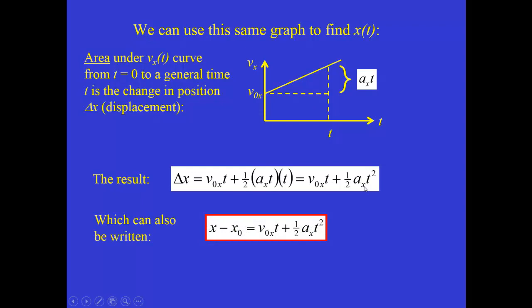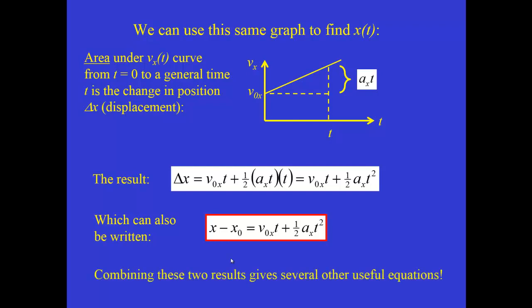We can also write this, instead of delta x, as x minus x0 equals V0xt plus 1/2 axt squared. And these two equations that we've derived, one of them for the velocity in the x direction, the other one for the displacement, or the change in x, can then be combined to give us a whole host of special useful equations.